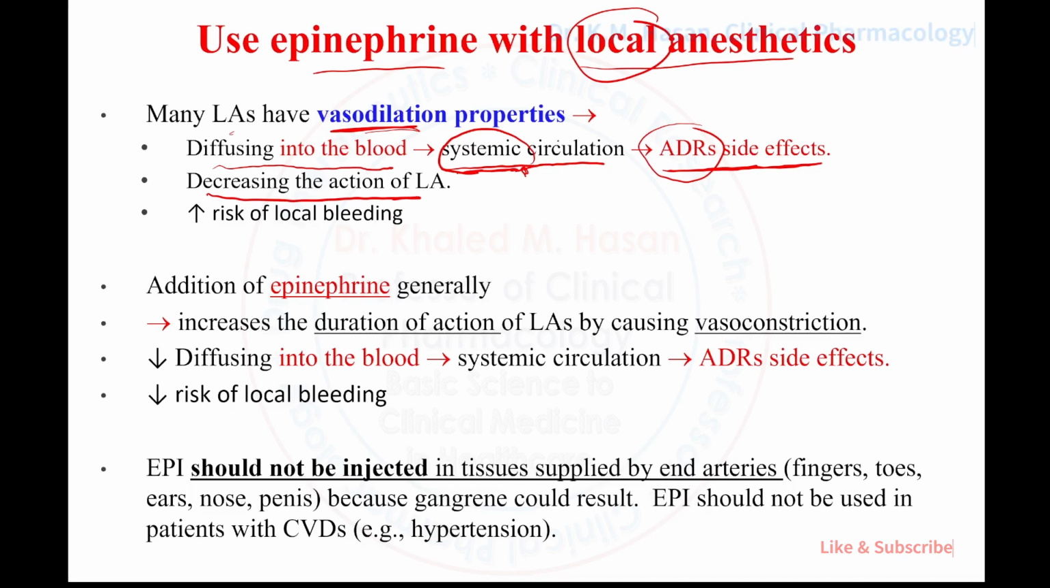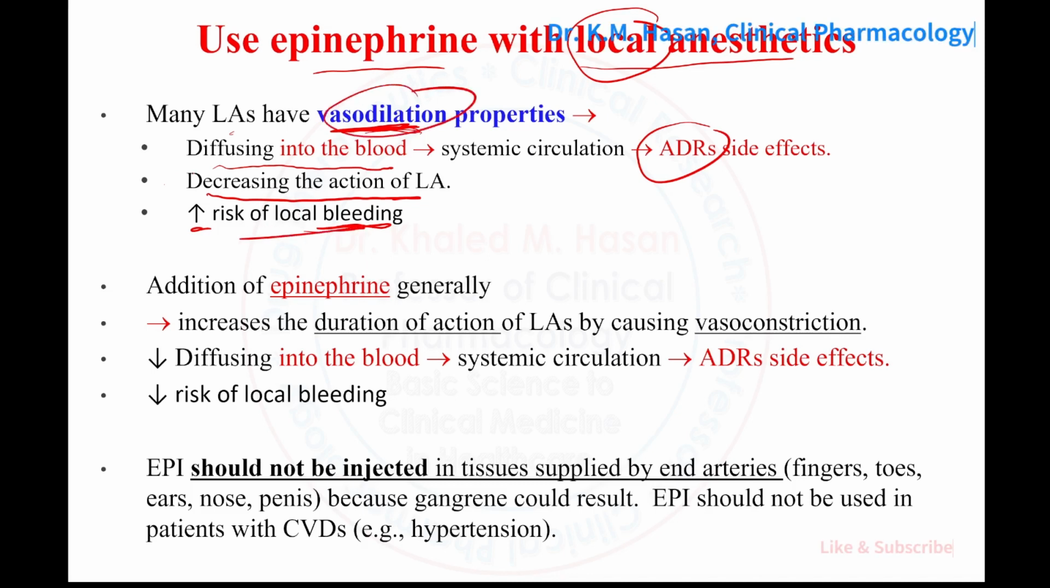What happens also here? When you have vasodilation, we have increased risk of bleeding. So we have three things. Number one, the medication will arrive to the blood, to the systemic circulation, and cause adverse effects. Number two, decreased effect of the local anesthetic. And number three, increased risk of bleeding due to the vasodilation effect.